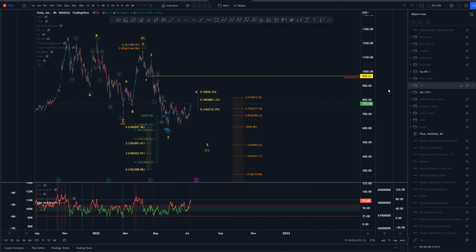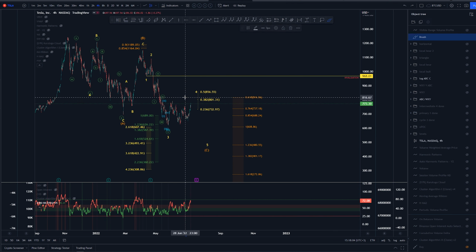Okay, so overall, B wave or a wave 4 is my outlook on this one. To me, it does not look finished as of yet, so that is my bias at the moment.